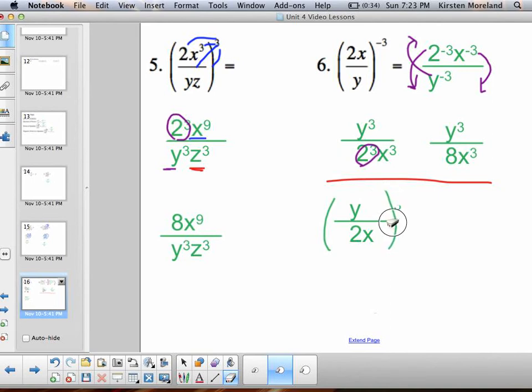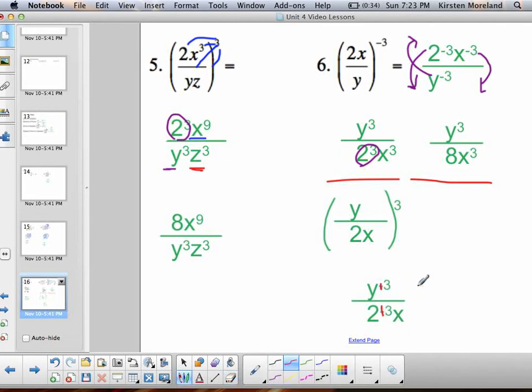So you're going to get y over 2x, and then you just change the exponent to positive because you already reciprocated. Then you would distribute, so you get y to the third. Oops, I still have my negatives. That should be a positive. Y to the third over 2 to the third, x to the third. And those should all be positive. Right? And then the last step again is to simplify your number.